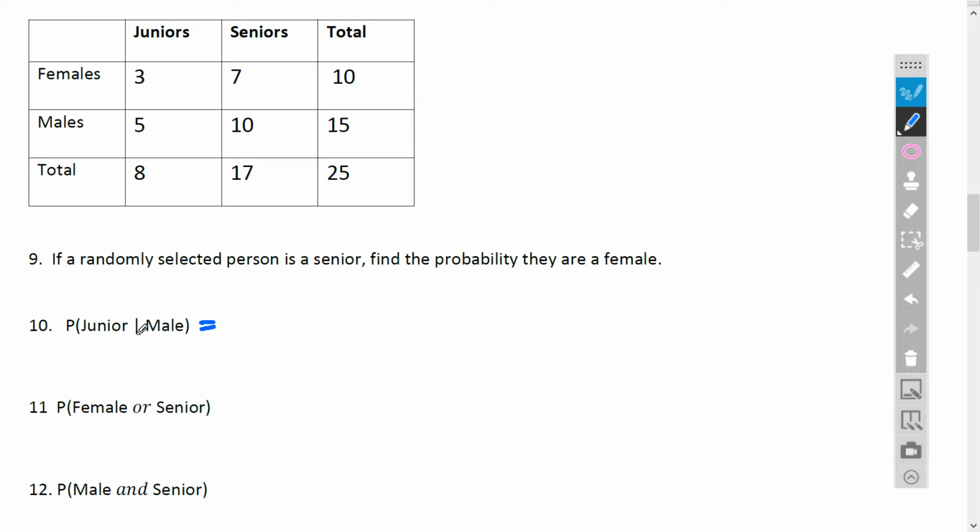Probability of a junior given that they are a male. So probability of male and junior, so that's 5 over 25, divided by the probability of just the males, so 15 over 25. So that's 5 over 15, or 1/3.